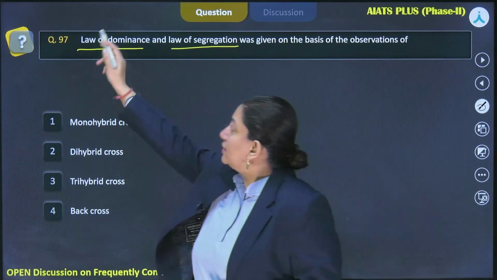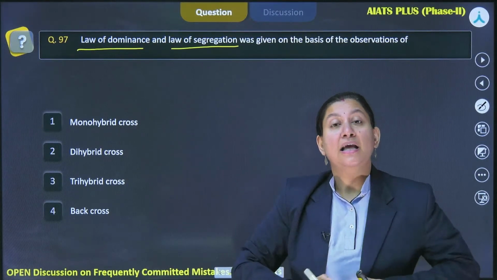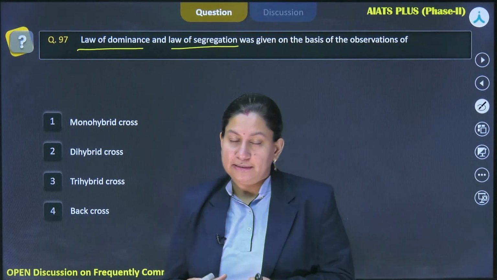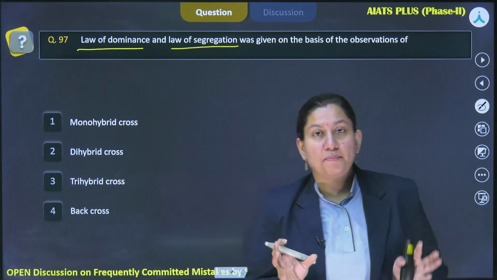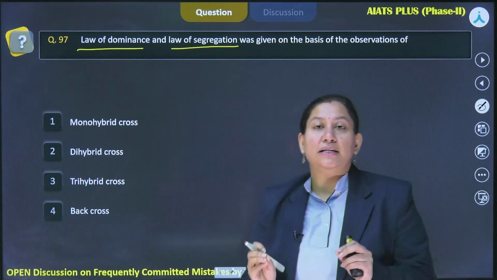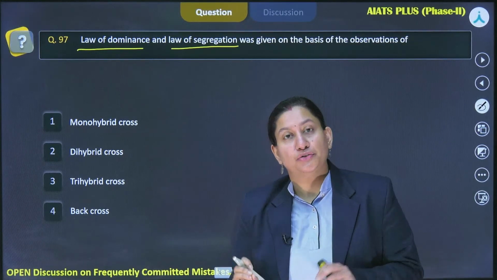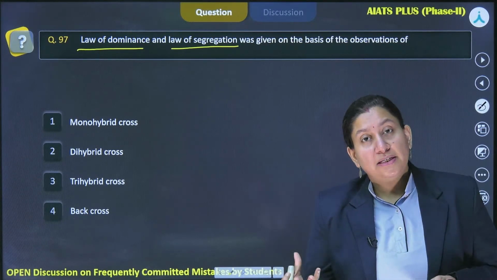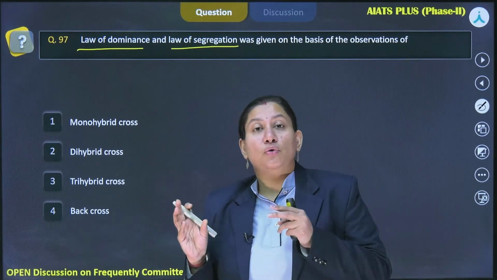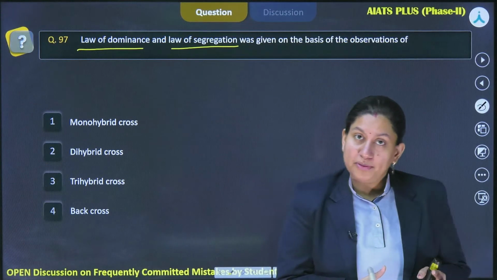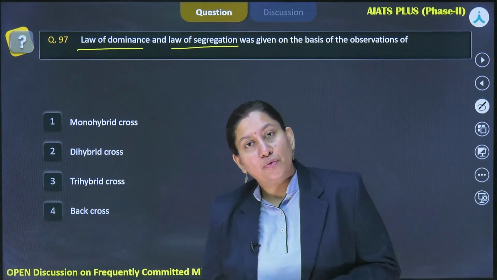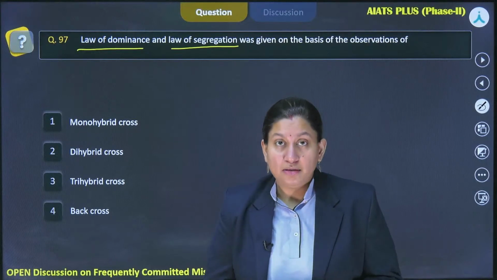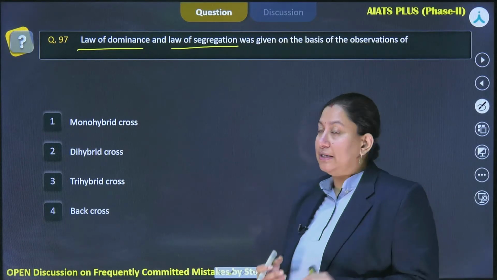When he proposed the law of dominance, he proposed certain facts: when a character is controlled by a single gene, every gene will have alleles in a pair, and if an allele is capable of expressing itself in all conditions, whether homozygous or heterozygous, it will be termed the dominant allele. On the contrary, if it only expresses itself in the absence of the dominant allele, that means in the homozygous condition, then we call it the recessive allele, right? At that time, he didn't use the word allele, he used the word factor. But in order to understand that, we are using the term allele here.